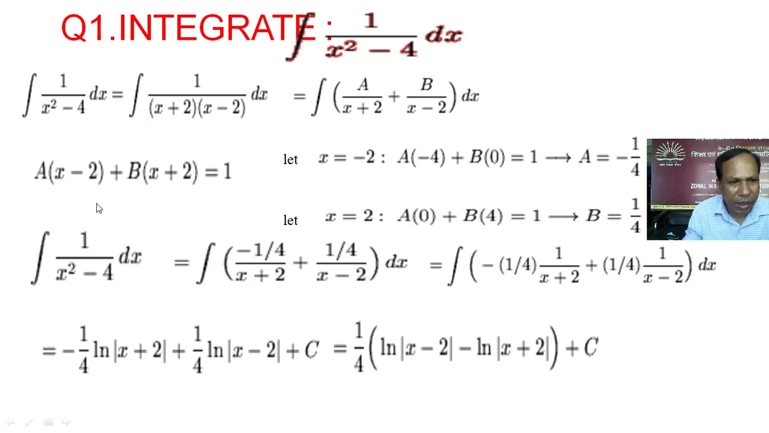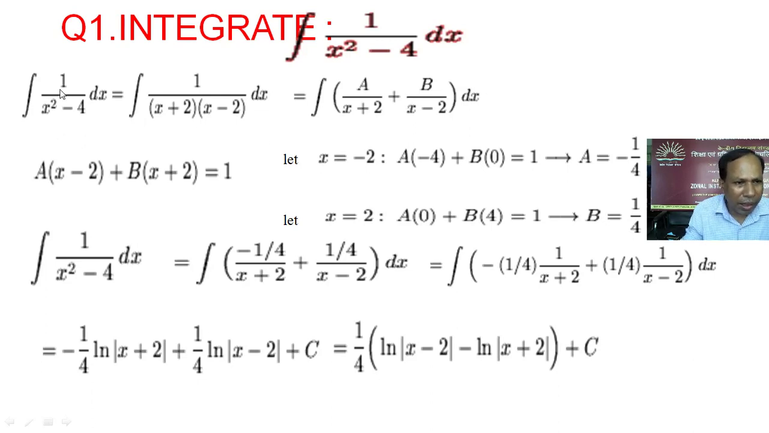So by substituting x is equal to minus 2, we will be left with A into minus 4 plus B into 0 becomes 1, and thereby we are getting A is equal to minus 1 by 4. Similarly, putting x is equal to 2, this quantity vanishes. Ultimately, we are left with B into 2 plus 2. That means 4B is equal to 1, B becomes 1 by 4. Now we have found the value of A and value of B, and the same values are to be substituted here.